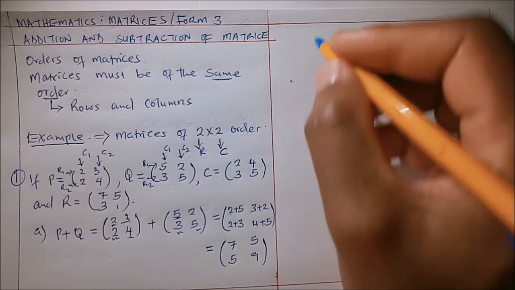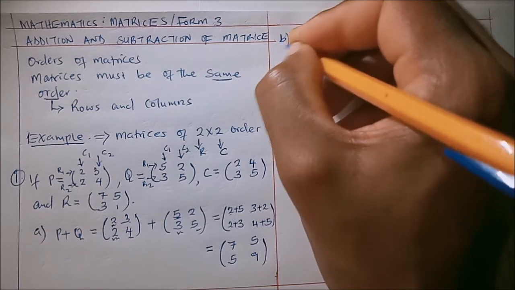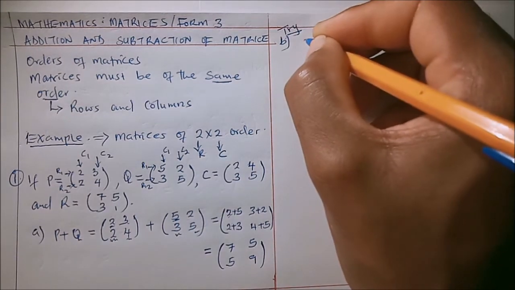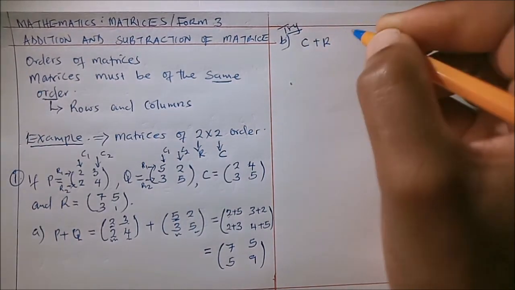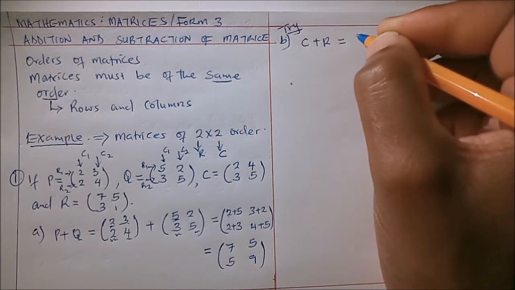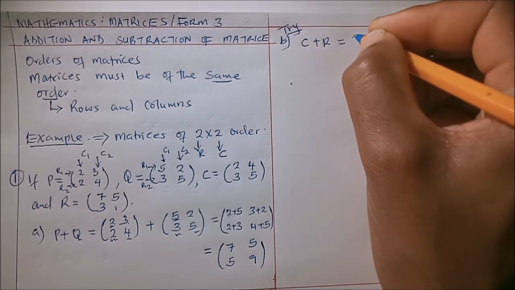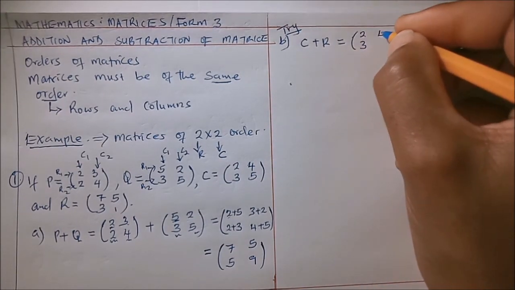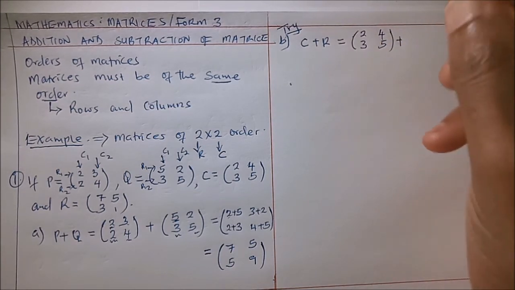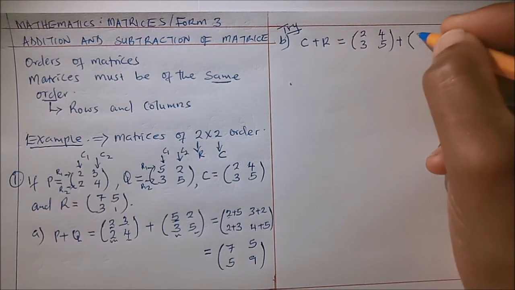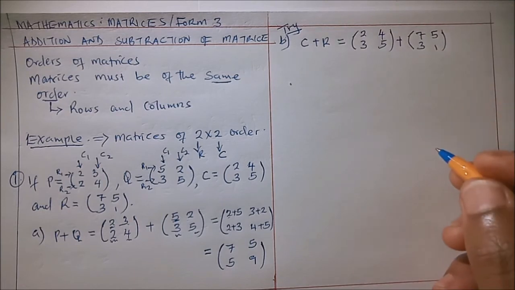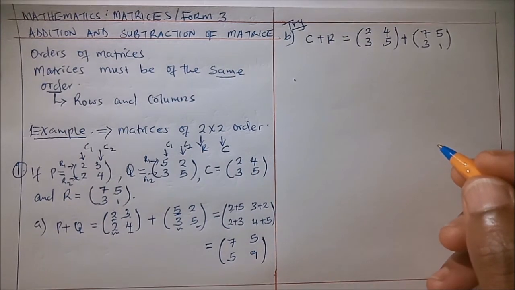So you can try this. That is part B. You try it out during your own time. What is C plus R? What will you get? Just to guide you, our C is given by 2, 3, 4, 5, and our R is given by 7, 3, 5, 1. So again you add the way we have done it. During your own time, please try that and see that you've got it.